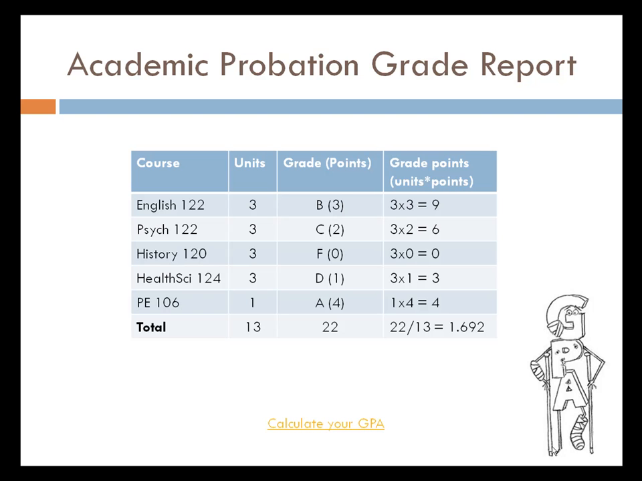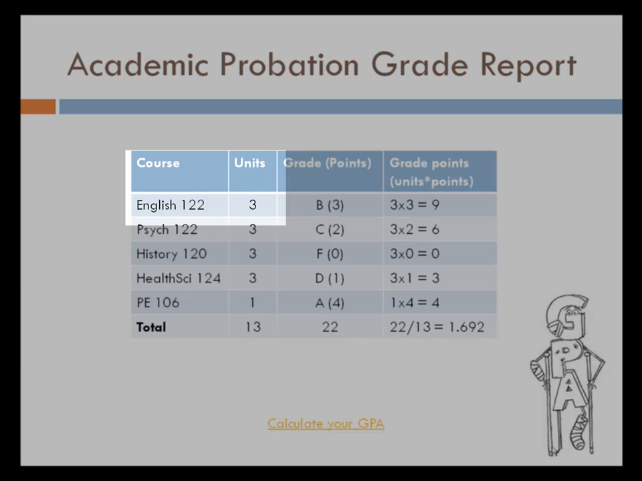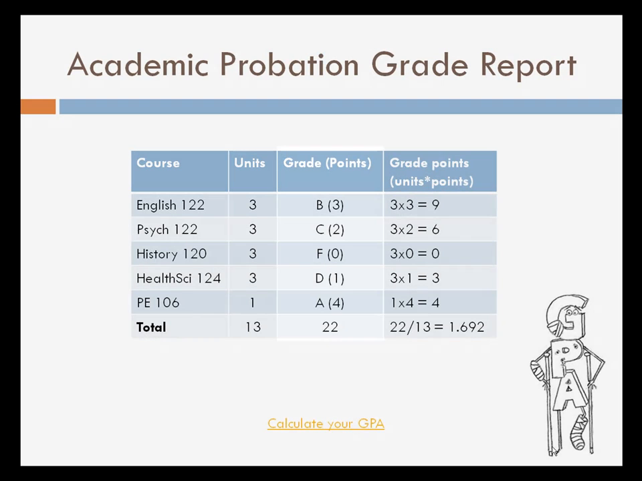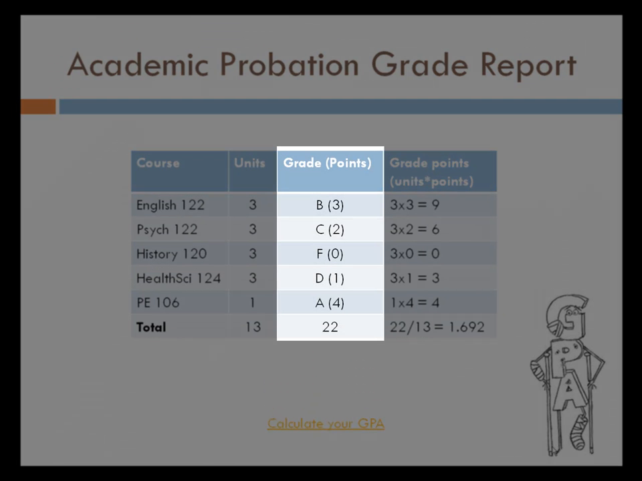Each course is assigned a number of units. For example, you will see that English 122 is a 3-unit course. Each letter grade has a corresponding point value. A is equal to 4 grade points, B is equal to 3 grade points, a C is equal to 2 grade points, a D is equal to 1 grade point, and an F is 0 grade points.